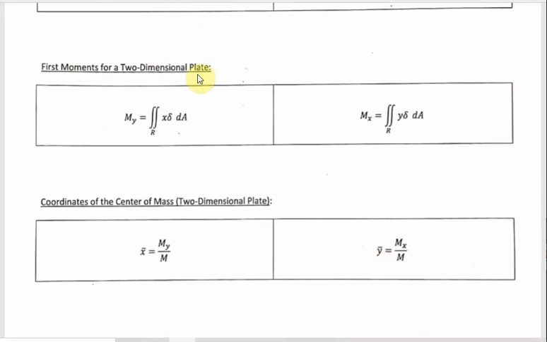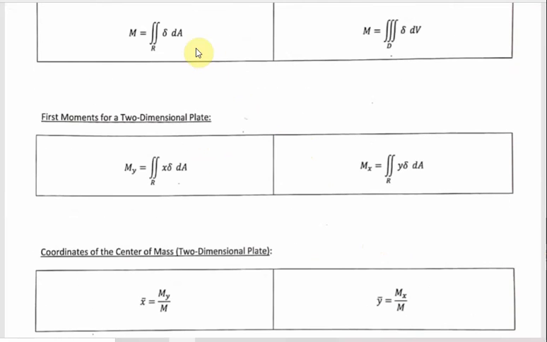So the first moments for a two-dimensional plate: the only difference between these two integrals and this one up here is that up here you're integrating delta over dy dx. And then here we've got an x times delta, and here we've got a y times delta. That's what the first moments look like. The second moments, instead of having an x and a y, have an x squared and a y squared.